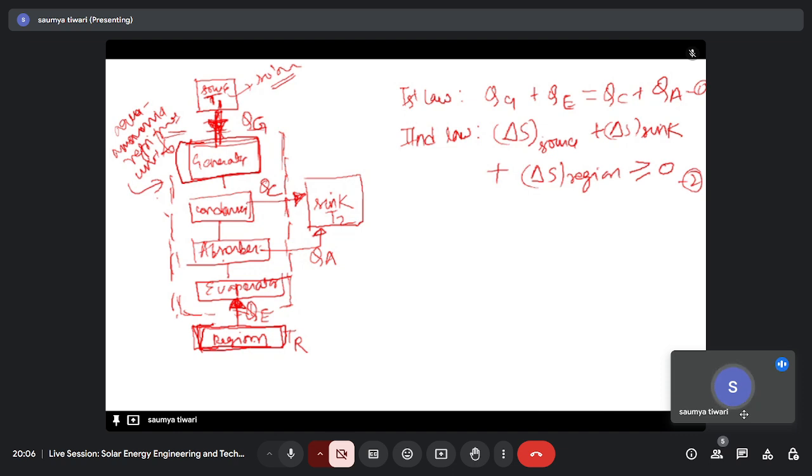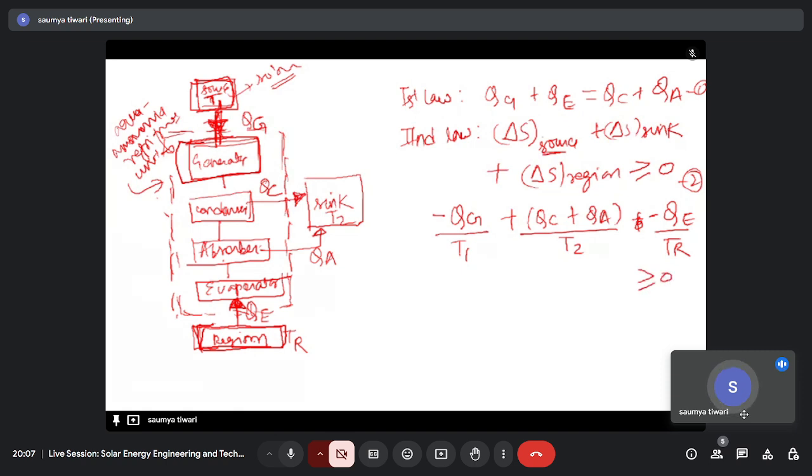If we write this second law in terms of heat transfer, the entropy change of the source will be minus Qg upon the temperature of this source, since heat is going from the source. For the sink, heat is coming into the system, so it will be positive: Qc plus Qa upon the sink temperature T2. For the region, heat is going from the system, so it will be negative: minus Qe upon the temperature of the region, TR. The sum should be greater than or equal to 0.